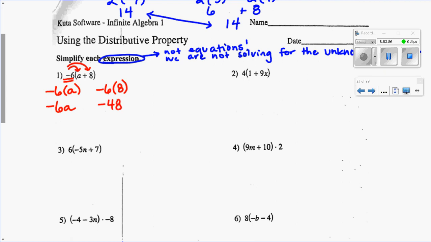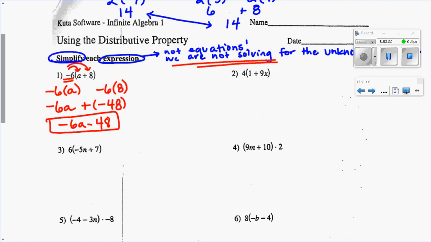So I can leave it like that, and it would say negative 6a minus 48, or I can say negative 6a plus negative 48. And those are actually the same thing. If you think back to the integers when we added and subtracted, those mean the same thing. Remember, there's nothing to solve. We are not solving. It is just simplifying today, just simplifying.